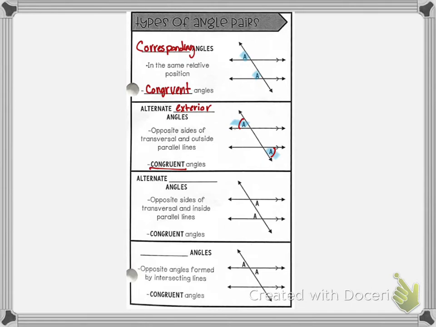The next one is alternate interior angles. Here we have two parallel lines and the angles are inside of the parallel lines and they're alternating, so they're on opposite sides of the transversal. These are also congruent, so this angle and this angle are the same measure. And the last one here is vertical angles. Vertical angles are opposite angles formed by intersecting lines. Here we have an intersection, and the ones opposite to each other, just like this, are congruent angles, so they are the same measure.